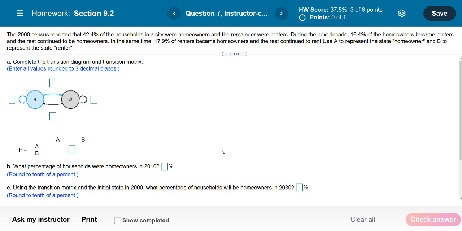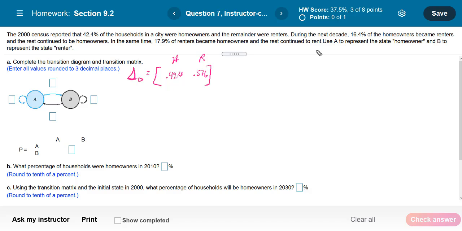So our initial state matrix, S0, is going to be, we'll use H and R in that order. They use A's and B's, but it's the same. So this was 42.4, which would make 57.6.